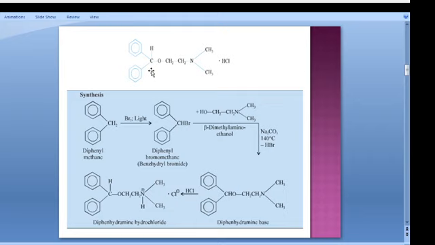So what is our endpoint? We have to get diphenhydramine hydrochloride. So this base we have to treat with hydrochloric acid, and finally we get diphenhydramine hydrochloride. Normally diphenhydramine is available as the hydrochloride salt, a white crystalline powder, water soluble, and it must be stored in a light-tight container.